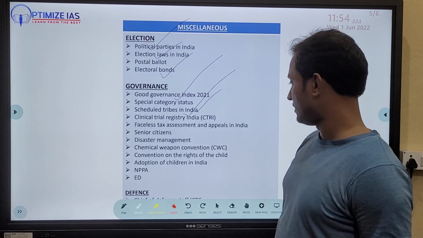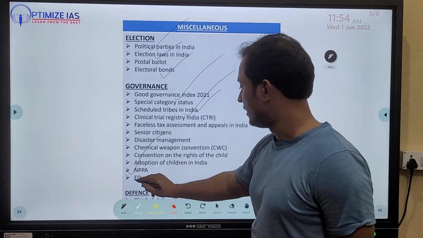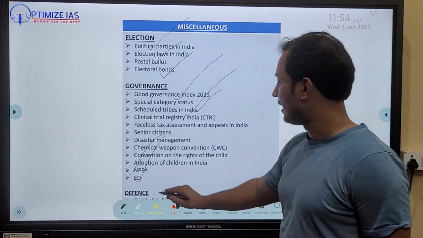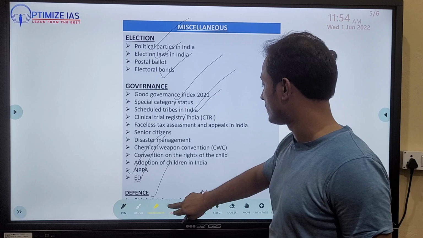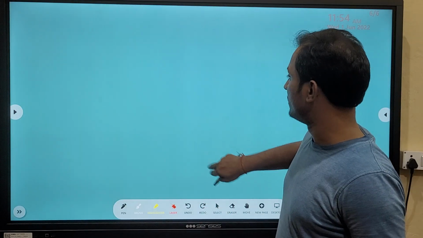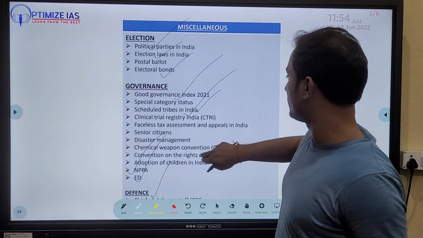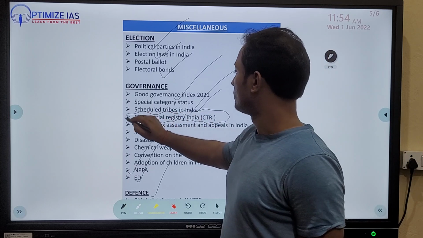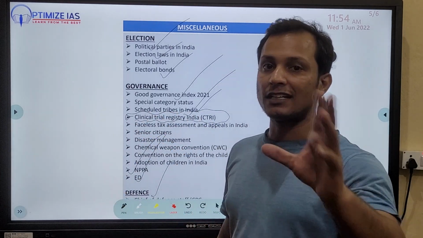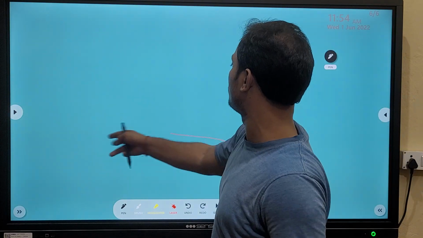Then NPPA, the National Pharmaceutical Pricing Authority, is very important. Enforcement Directorate is very important, and last but not the least, the Chief of Defence Staff is very important, guys. With this we conclude. There is one more topic which I was missing here: clinical trial registry. Issues regarding clinical trials are very important. So these are some of the very important topics which you can prepare.